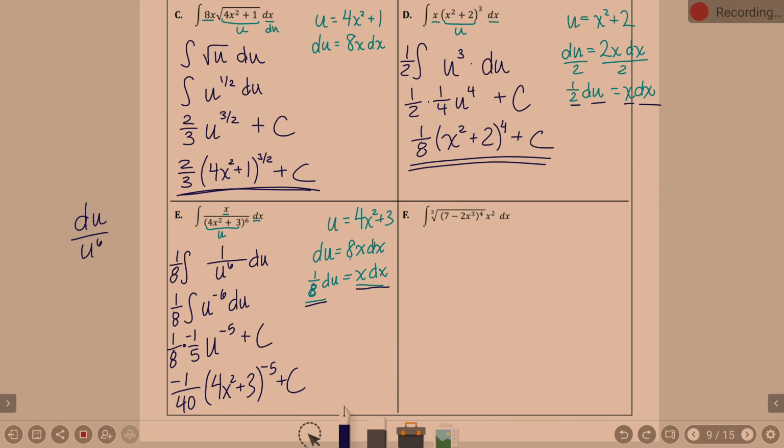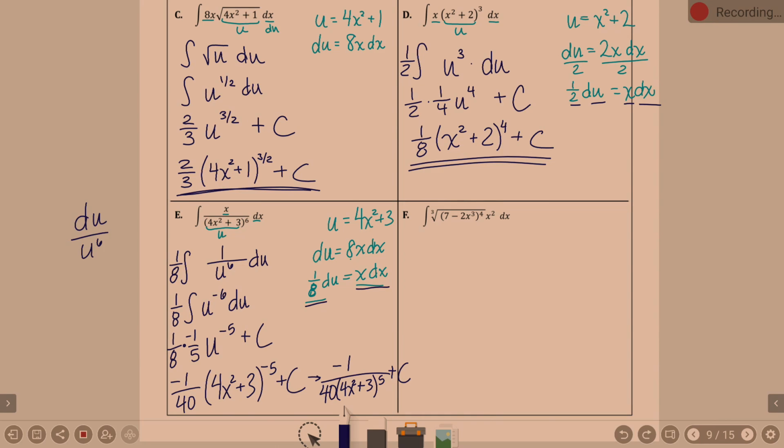I got negative 1 over 40 times the quantity 4x squared plus 3 to the negative 5th. No, to the 5th. So take the denominator, put it in the denominator. It depends if you put it in the denominator or not. Officially, we should. We shouldn't leave negative exponents. In calculus, sometimes it flies. It's fine.